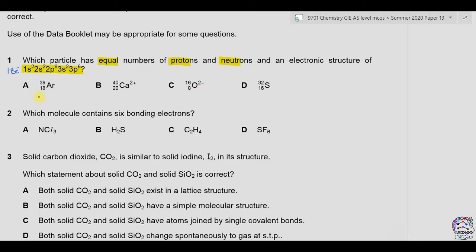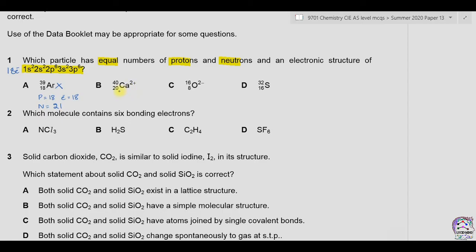First is argon. We have 18 protons, 18 electrons, and number of neutrons is 39 minus 18, we have 21 number of neutrons. And the question says which particle has equal number of protons and neutrons. So the number of protons and neutrons are not equal, therefore it is not argon.